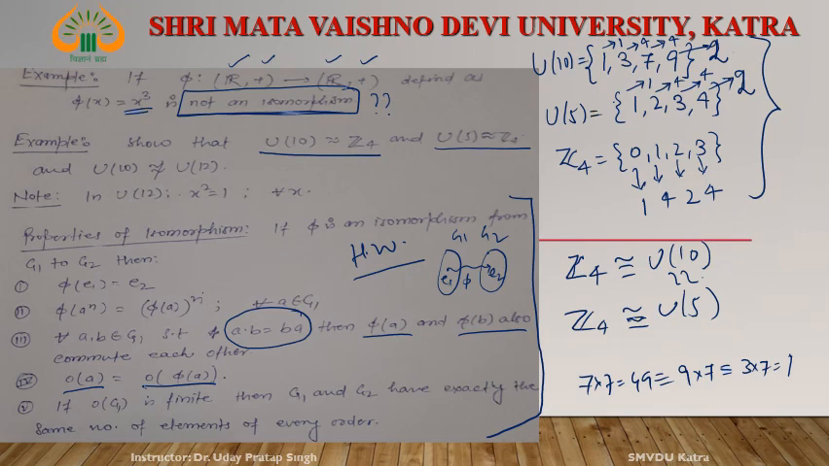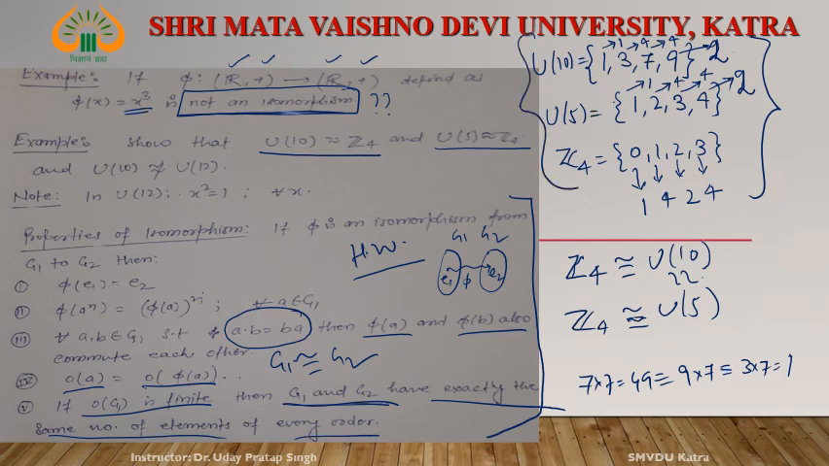If the order of G1 is finite and G1 is isomorphic to G2, then G1 and G2 have exactly the same number of elements of every order. See this last property here, right?